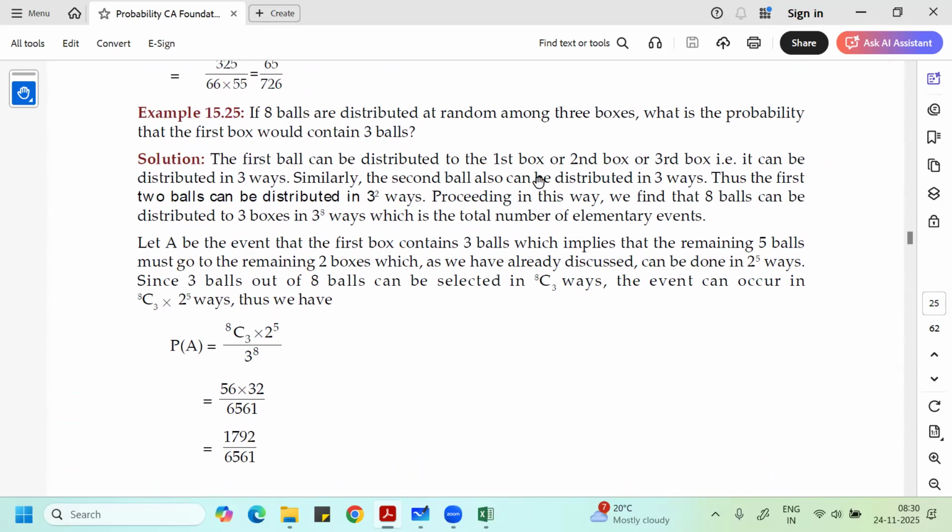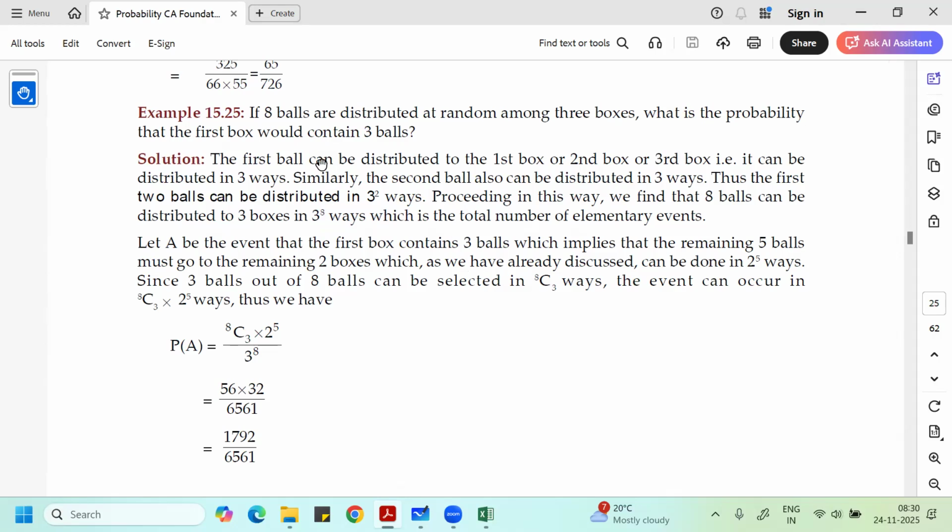So the first ball can be distributed in any of the boxes. It will be done in three ways. Similarly, the second ball can be distributed in three ways. So similarly, the first two balls you can put in 3 to the power 2 ways. That way, eight balls you can put in 3 to the power 8 ways. Okay, this is the total outcome. So the total outcome would be 3 to the power 8.